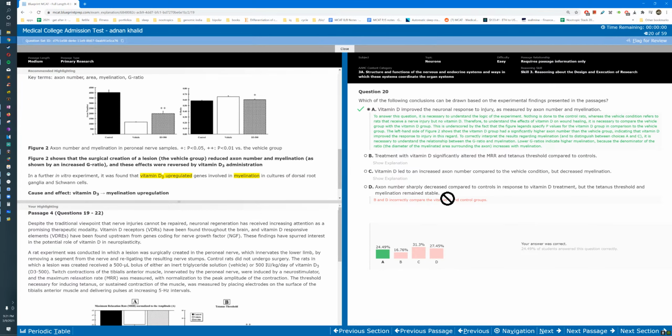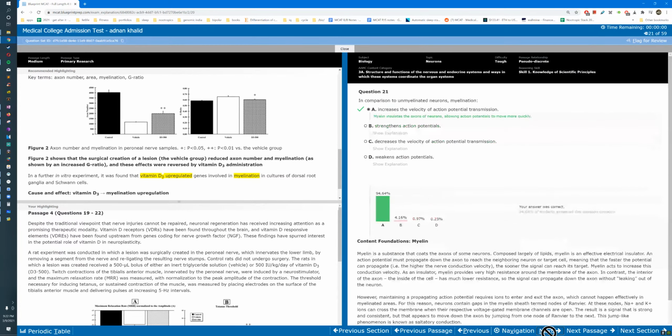Axon number sharply decreased compared to controls in response to vitamin D. Okay, you can't do anything with controls here because you can't make any comparison because they weren't injured. I guess you can't compare apples to oranges. I mean, you should know this.